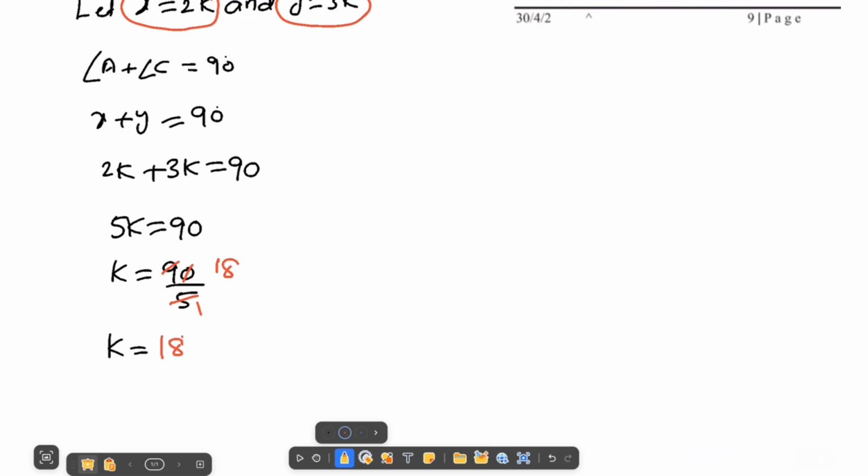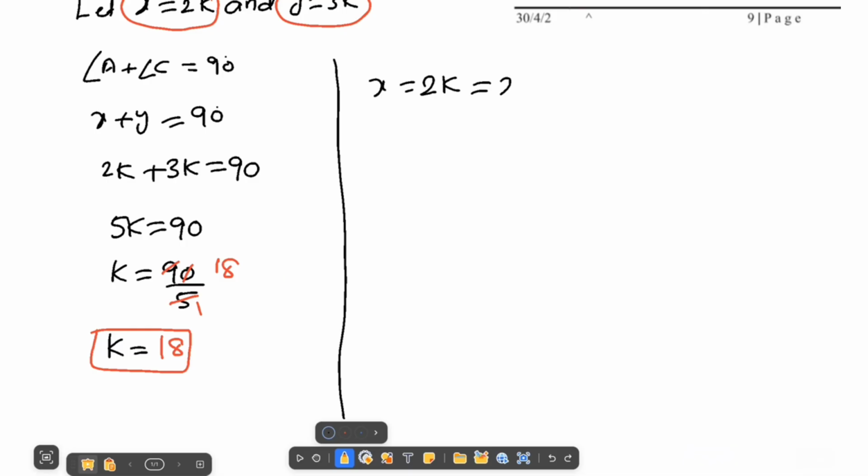So the highest common factor is 18. Now if that k is 18, what is the value of x? x is 2k, right? 2k. Now substitute the k value 18. 2 into 18, so x is equal to 36 degrees. y is equal to 3k, right? So 3 into 18, it is equal to 54 degrees. So this is the solution for the given problem.